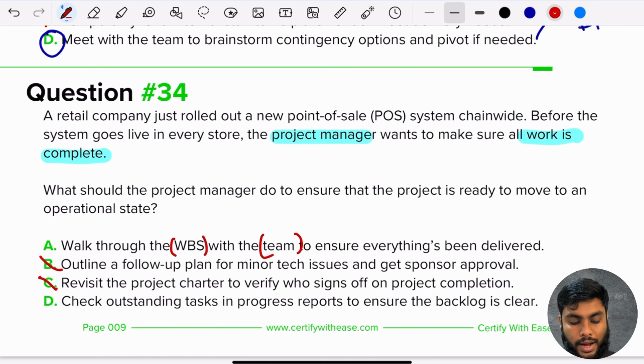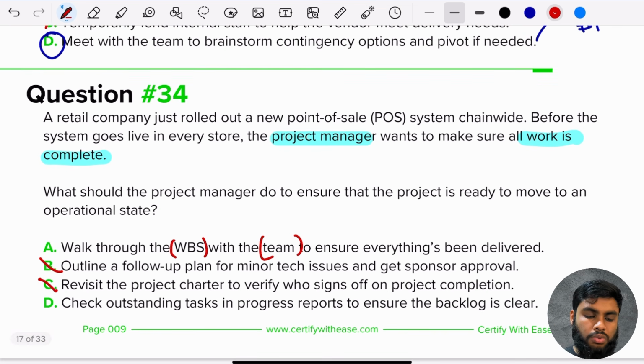Check the outstanding tasks and progress reports to ensure the backlog is clear. Okay, and that could work too. I like A because A uses a project management term, WBS, and it involves the team. That's why I really like A. Check the outstanding tasks in progress reports. The PMP won't say progress reports. They will actually use a tool. So they might say, make sure that everything in your acceptance criteria has been checked off. That's a tool. Progress reports are very general.